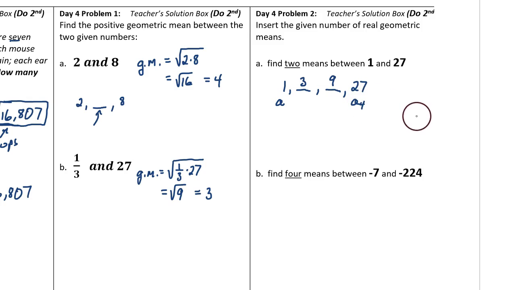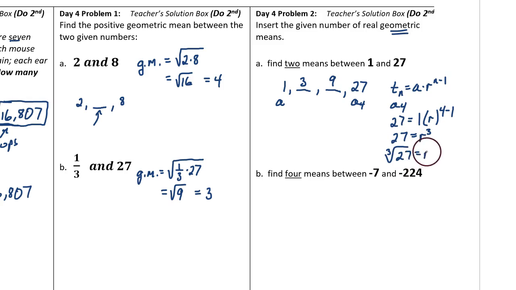So let's use our formula for a geometric sequence. In general, it's t sub n equals a times r to the n minus 1. And for our t sub n, we're going to use the fact that we know what the fourth term is. It's 27. A is 1. We don't know what r is. And n is 4. So this is 27 equals r to the third power. Take the cube root of both sides, and you'll get that r is 3.